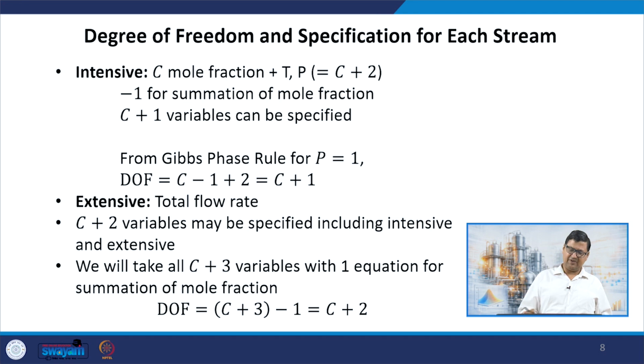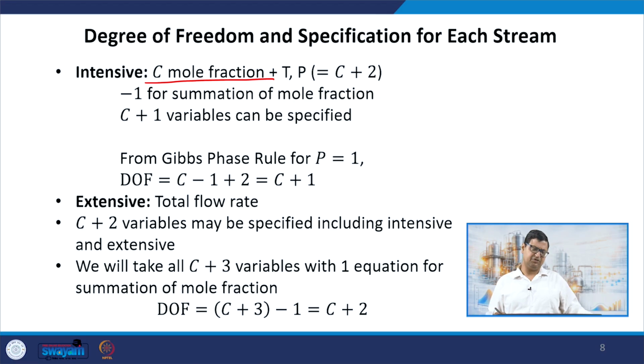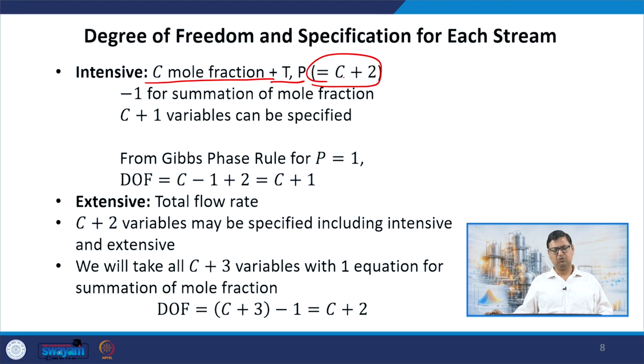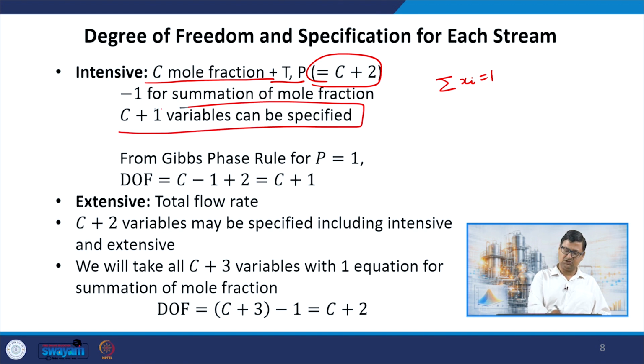So, let us see how many variables we have to specify for each of these streams. What do we have to specify? For every stream, we can specify the C mole fractions of all the components if you have C components, plus the temperature and pressure of the stream. So, in total we have C plus 2 variables to define for every stream, and the mole fractions are not all independent because they have to satisfy the constraint that the sum over the mole fractions should be equal to 1. So, in principle we have to specify only C plus 1, because the last one can come from the summation of mole fraction equation.